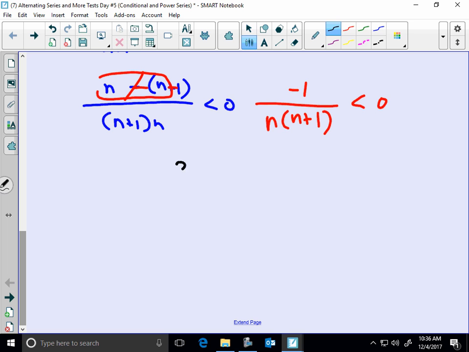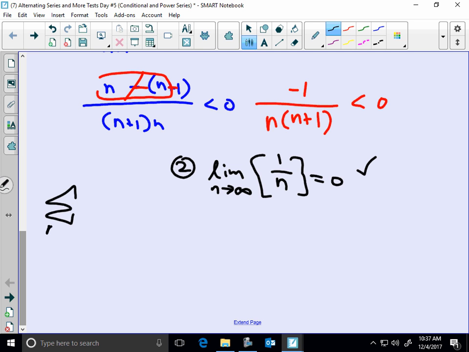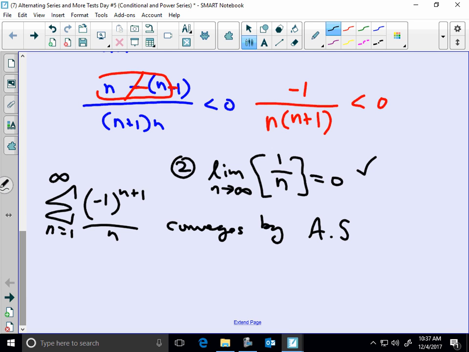The second thing we have to do is show that the limit as n goes to infinity of b sub n equals 0. Well, that's clear. Done, right? So we've shown that this alternating series is convergent. So the sum from n equals 1 to infinity of -1 to the n plus 1 over n converges by what test? The alternating series test.